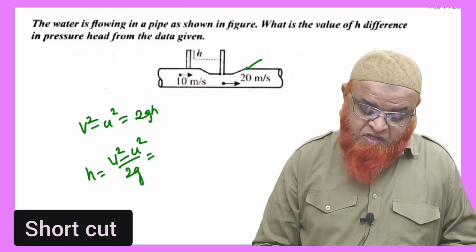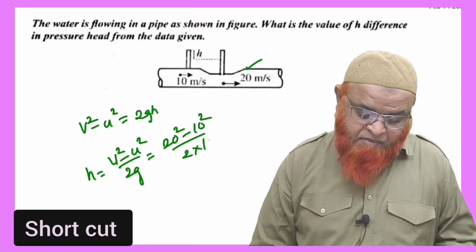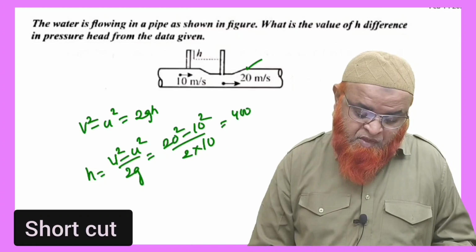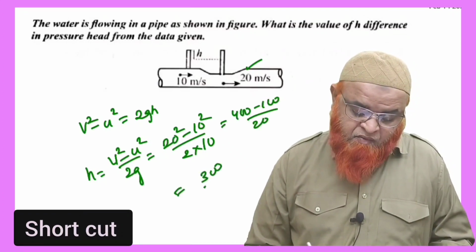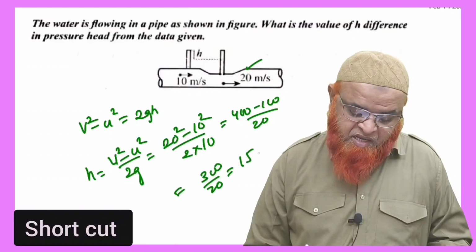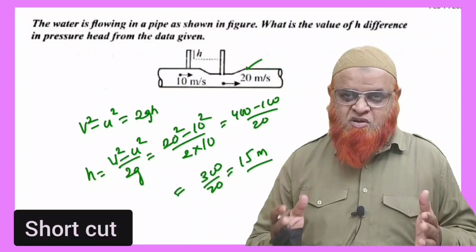Here V is 20. 20 square minus 10 square by 2 into 10. So this is 400 minus 100 by 20, which is equal to 300 by 20. Your answer is 15 meters. Is it a shortcut? Did you like it?